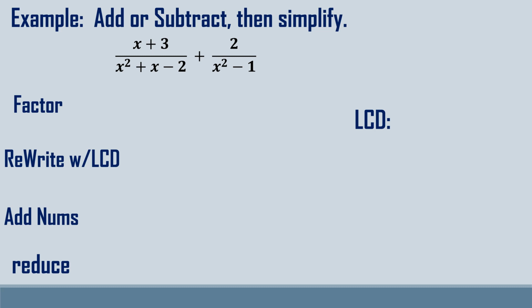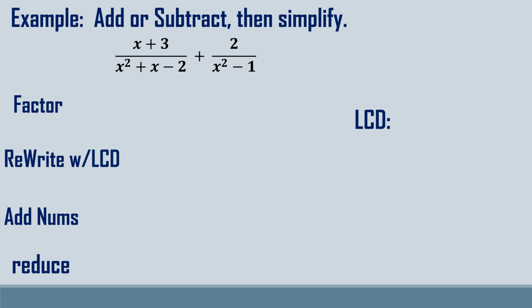All right, we're coming back with more addition and subtraction of rational expressions. We have two more examples to go through. These were a little bit beefier, so I wanted to take more time and have them individually. So I have x plus 3 over x squared plus x minus 2 plus 2 over x squared minus 1.